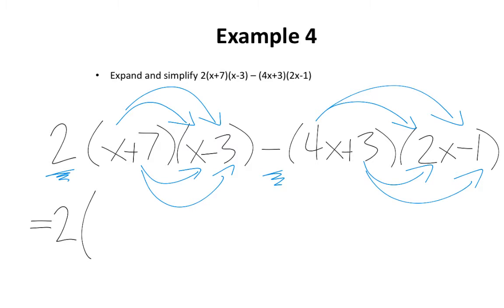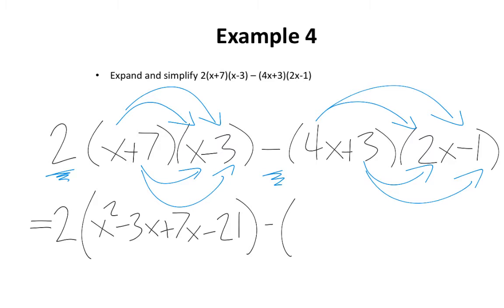So x times x is x squared. X multiplied by negative 3 is negative 3x. Positive 7 multiplied by x is positive 7x. Positive 7 multiplied by negative 3 is negative 21. I'm going to close those brackets. Again, I'm not going to touch this negative sign yet. I'm going to expand the binomials over to the right.